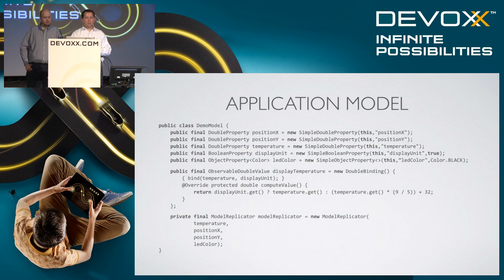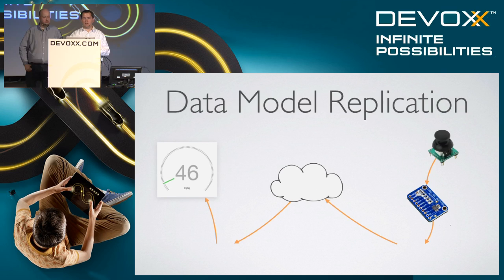And then finally, we created a class special for this demo, and we called it Model Replicator. What the Model Replicator does is add listeners to these different properties: the temperature, the position X, position Y, and LED color properties. It adds those listeners so that whenever they change, it pushes that change across the network to anybody else who's listening. And likewise, if anybody else somewhere else in the network makes a change, it'll push it to the Model Replicator, which will then update these properties. So the Model Replicator represents our connection across the network.